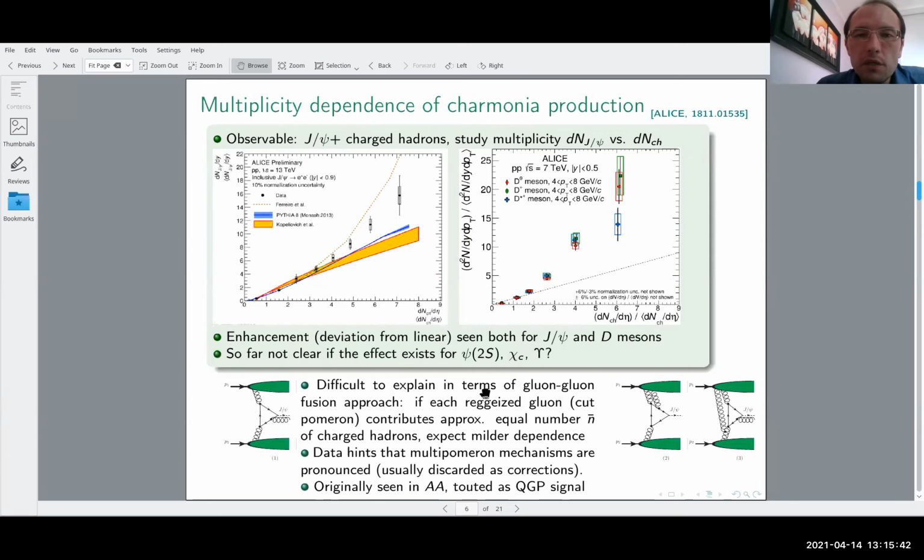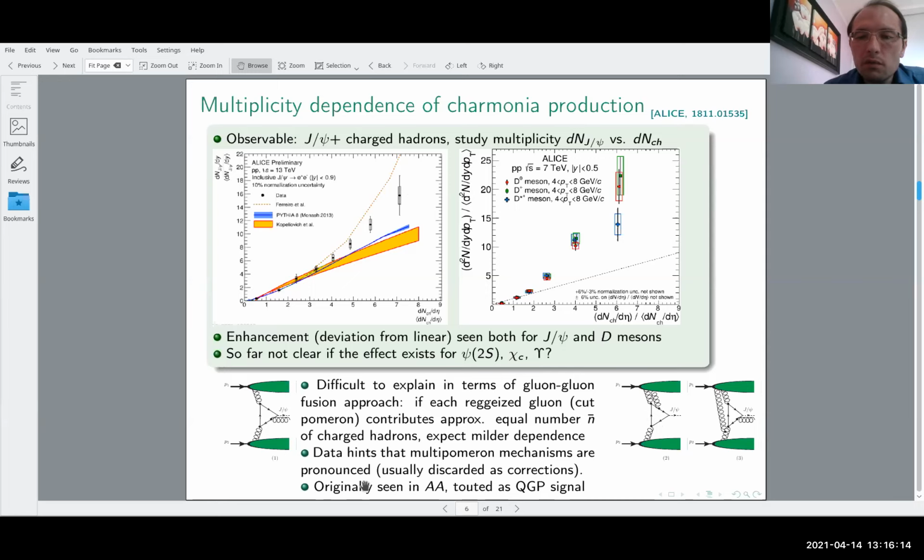Actually, such ratios have been studied in experiment, and it was found that in the case of J/psi and D-meson production, they grow quite vigorously. If we had just the conventional two-Pomeron fusion picture, we could expect that the dependence should be somewhat close to linear. And we can see that actually experimental data clearly indicates that this is not so. And potentially this signals that we could have contributions of multiple Pomeron mechanisms which are usually disregarded.